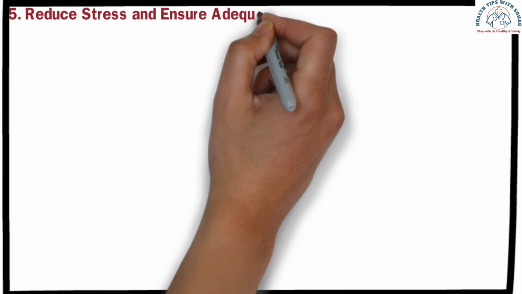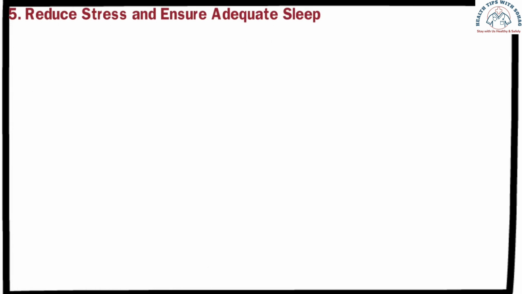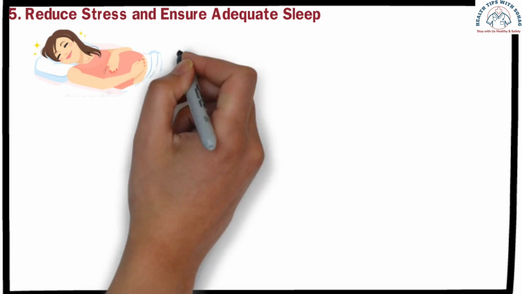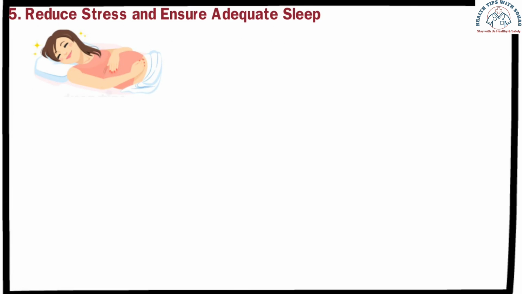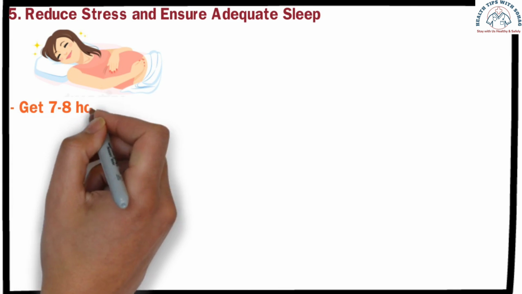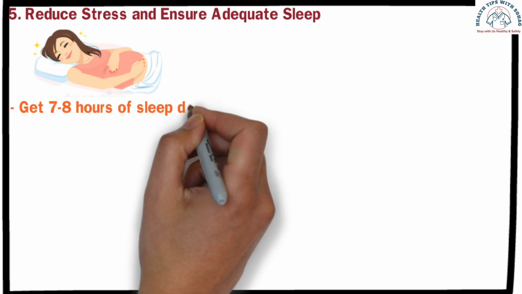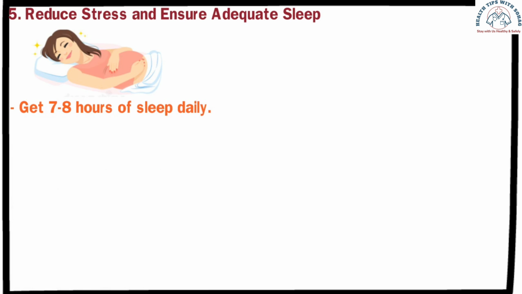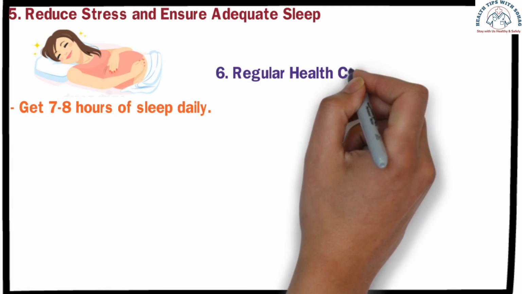5. Reduce stress and ensure adequate sleep. Stress and anxiety can disrupt hormonal balance and raise blood sugar levels. Therefore, manage stress through relaxation and breathing techniques. Get 7 to 8 hours of sleep daily.